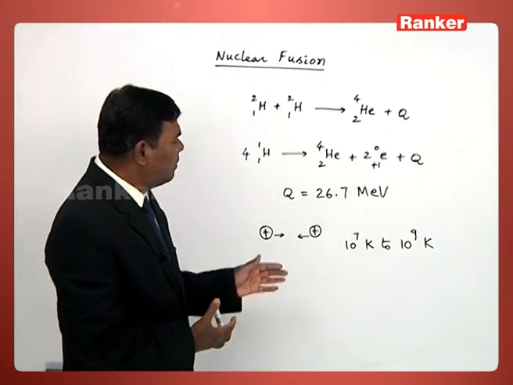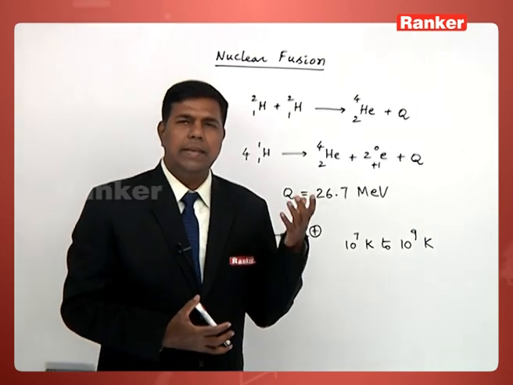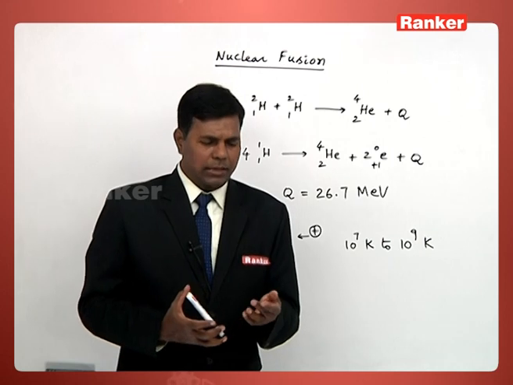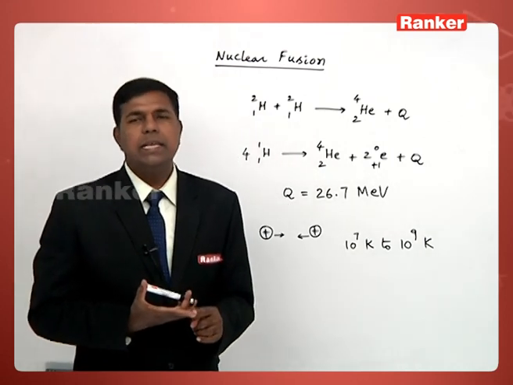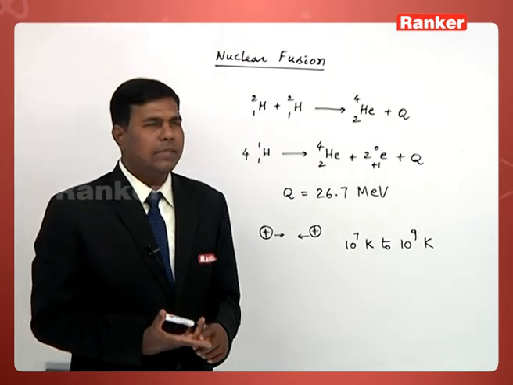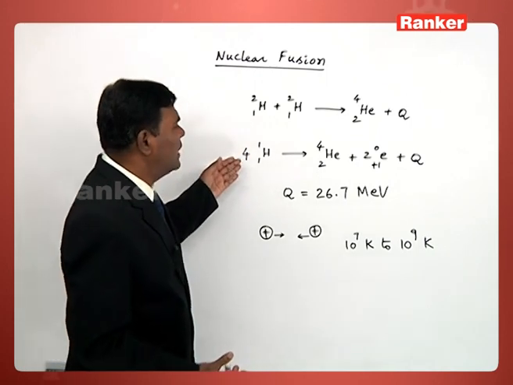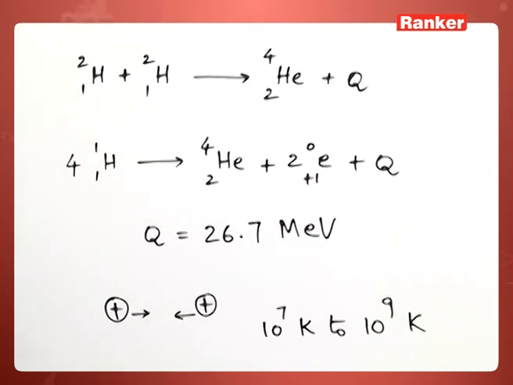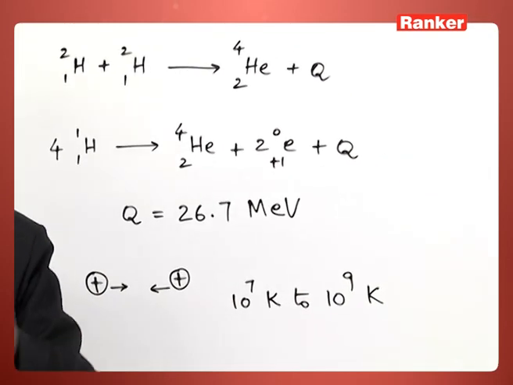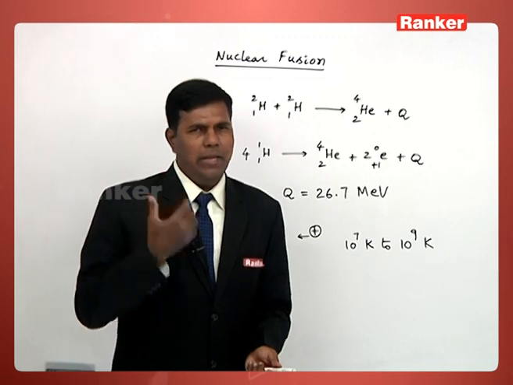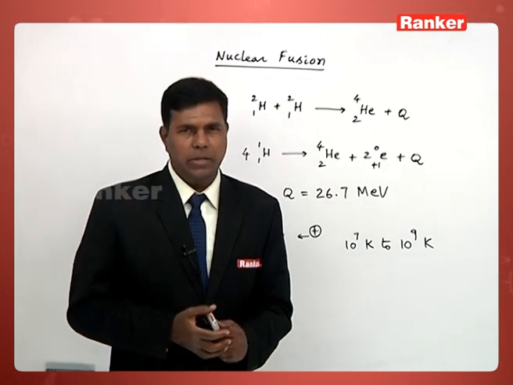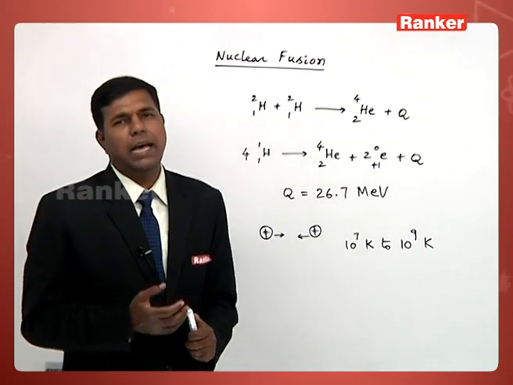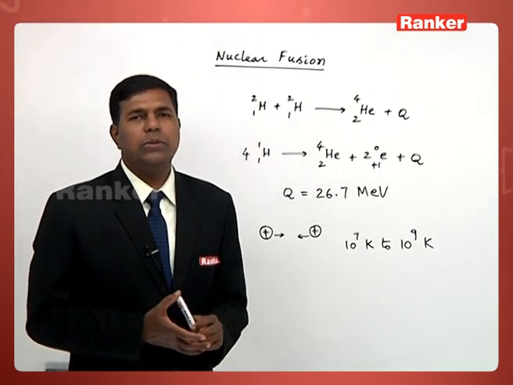And such high temperatures are available in the sun and other stars. That is the reason why the source of energy for stars is fusion. In that, these 2 processes may take place, resulting in a release of energy, and that large amount of energy is radiated into the universe. That is what we are receiving as solar radiation also. So the source of energy for stars such as the sun is nuclear fusion.